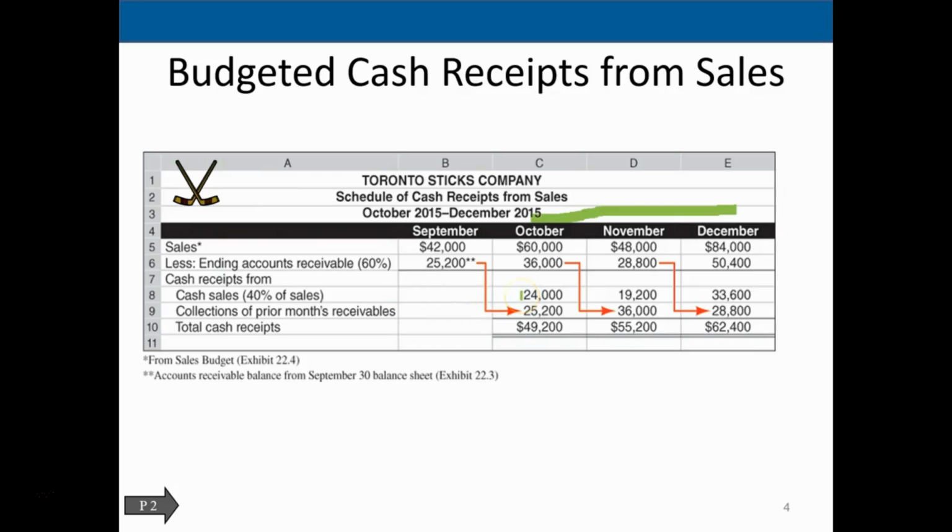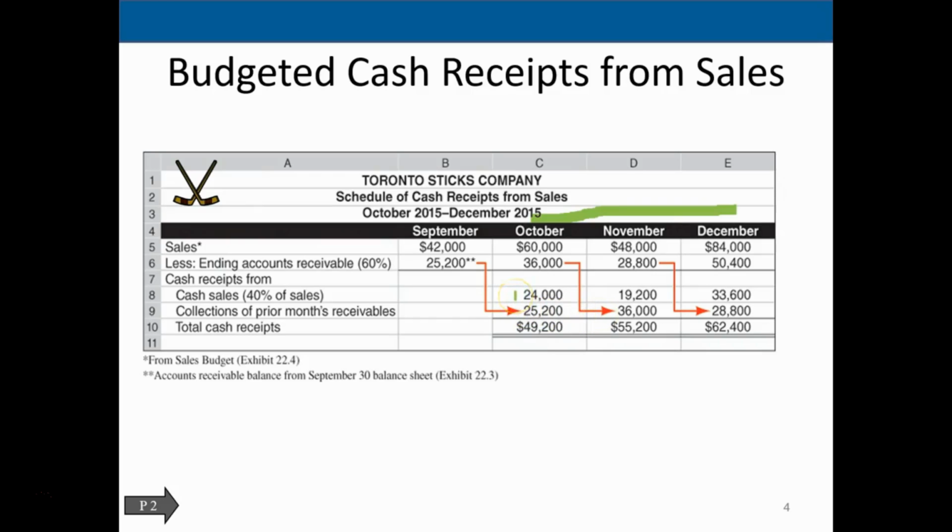So that's how much we're going to get from the sales that we actually did in October. Remember, a sale means that we have completed the process, we've delivered the goods, and therefore earned 60,000. Of the 60,000 that we have earned, we're only going to get 24,000 this month. When are we going to get the rest? We're going to get the rest next month in cash.